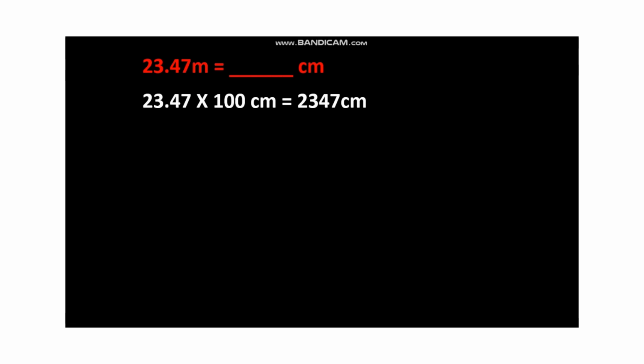So that is in descending order. Definitely you are going to multiply, because you are converting a bigger unit to a smaller unit, so you multiply by 100. And so 23.47 times 100 gives you 2,347. How do you do that? Just move the decimal point. If you're multiplying a decimal number by 10, 100, 1,000, just move the decimal point to the right by the number of zeros that you have. So you move it 1, 2, and you have your answer.